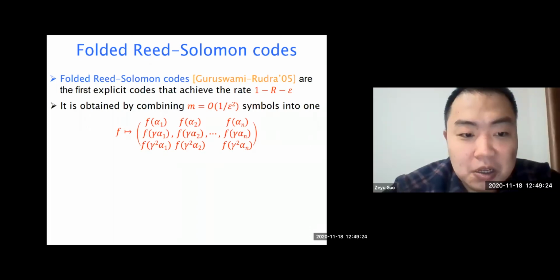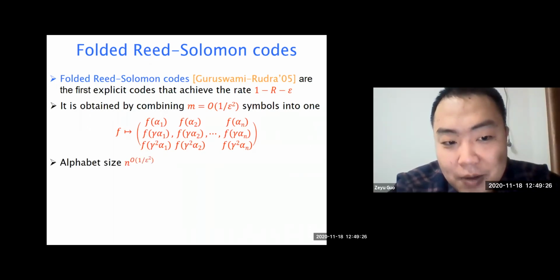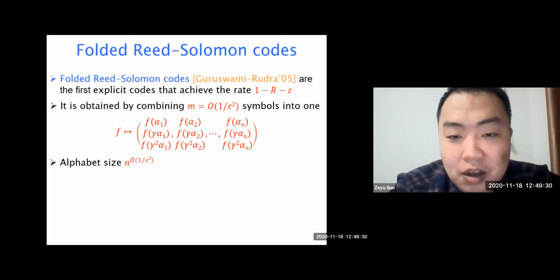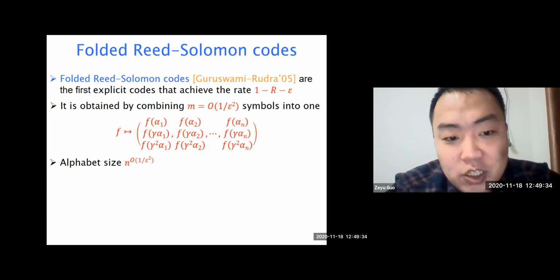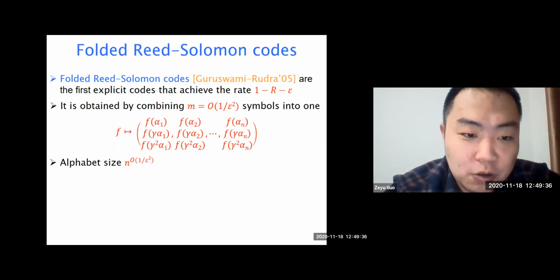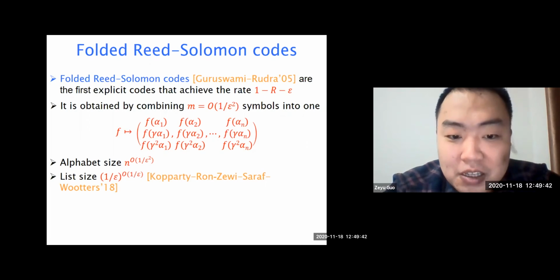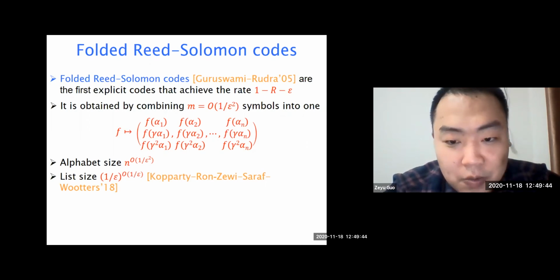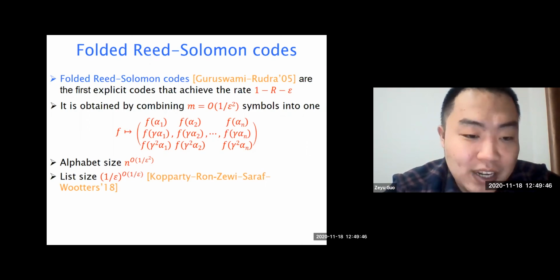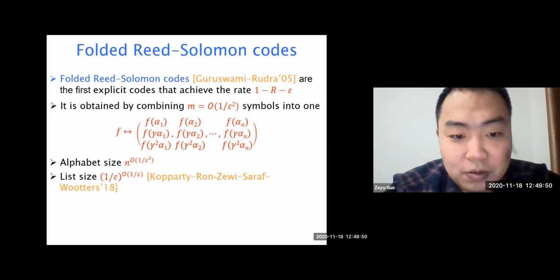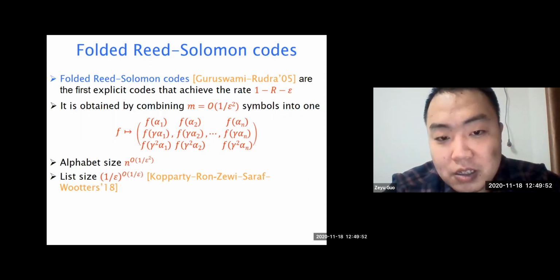Okay, so for this code, the alphabet size is n to the 1 over epsilon square. Because for standard Reed-Solomon code, the alphabet Q has to be at least n, and you do folding, so now the alphabet size is larger. And the list size originally also depends on n, but in the paper by Guruswami, Kopparty, Saraf, and Wootters, they improved the list size to 1 over epsilon to the 1 over epsilon. So now it only depends on epsilon.